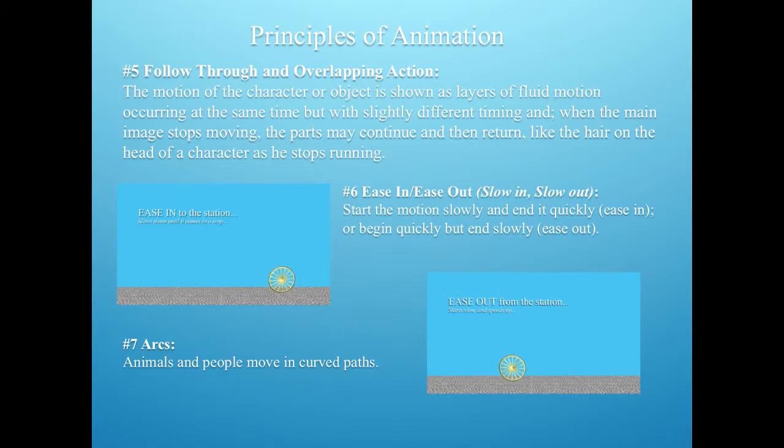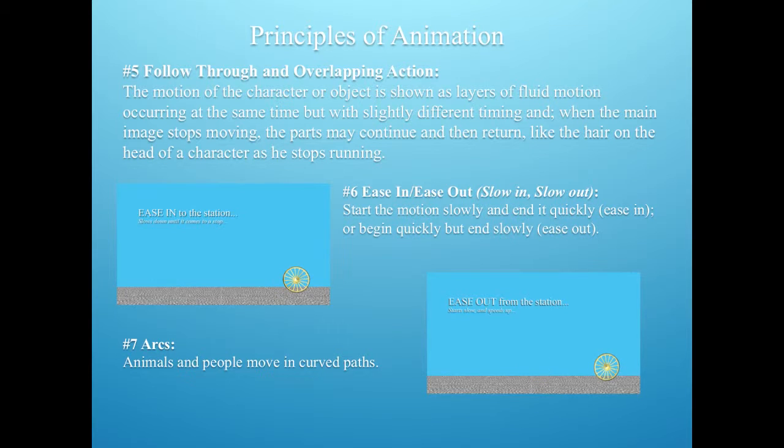Then there's some more principles of animation. They get very complicated here. We've got follow through and overlapping, the motion of the character or object shown as layers of fluid motion, which occur at the same time, but with slightly different timing and placement, like swinging arms while the legs are walking, not the exact same motion, but during the same sequence. When the main image stops moving, the parts may continue and then return, like the hair on the head of a character as he stops running.